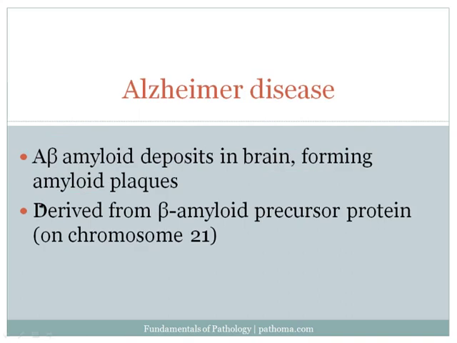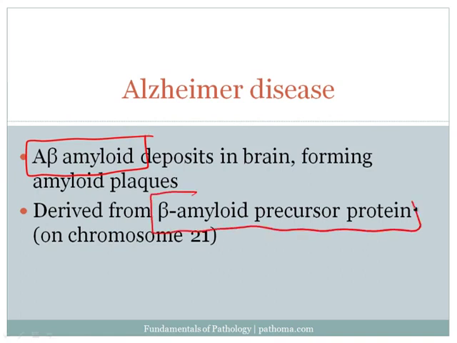Another example, Alzheimer's disease. In Alzheimer's disease, there is deposition of amyloid as plaques within the brain. Those plaques are made up of an amyloid called A-beta amyloid. It's important to know A-beta amyloid. A-beta amyloid is derived from a protein called the beta amyloid precursor protein. So, in Alzheimer's disease, we see amyloid plaques. The amyloid plaques contain A-beta amyloid, and the A-beta amyloid is derived from beta amyloid precursor protein.